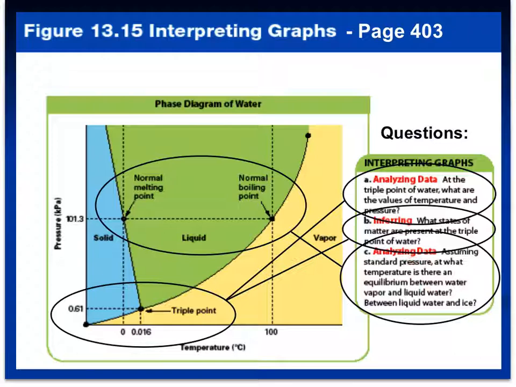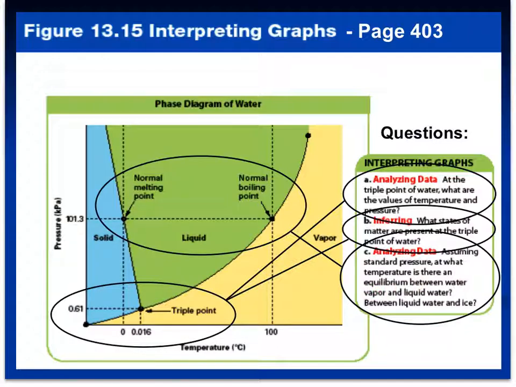And now for C, analyzing the data, assuming standard pressure, at what temperature is there an equilibrium between water vapor and liquid water? So this is kind of a big question. It's talking about standard pressure. So remember, standard pressure, like at sea level, would be that 101.3 kilopascals or 1 atmosphere. But in this graph, we can see that we're working in kilopascals, and they already have a little dotted line here for us, showing us that standard pressure.